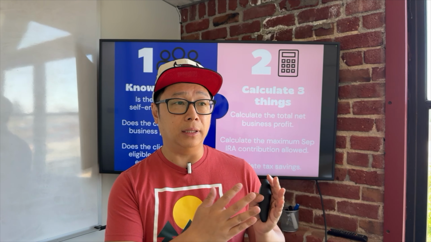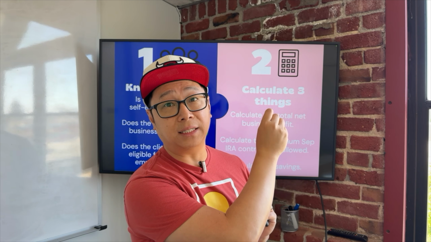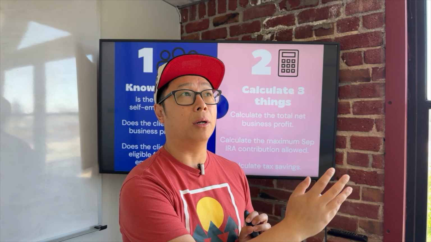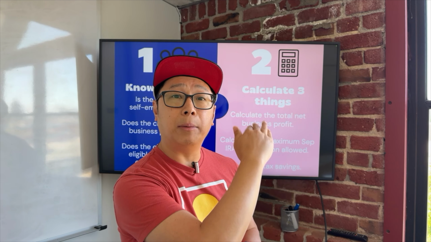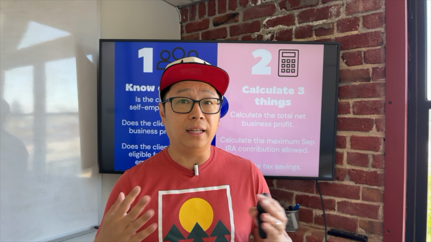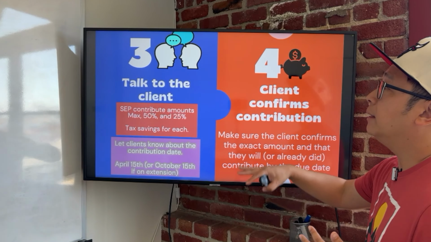We give them the opportunity to make that choice, where maybe they don't want to max out their SEP IRA this year. Maybe they only want to put in 25%. So they know exactly how much to put in and how much tax savings they get for each one, and they can compare their options. And once we get all that math comparison in, now we go to step 3.